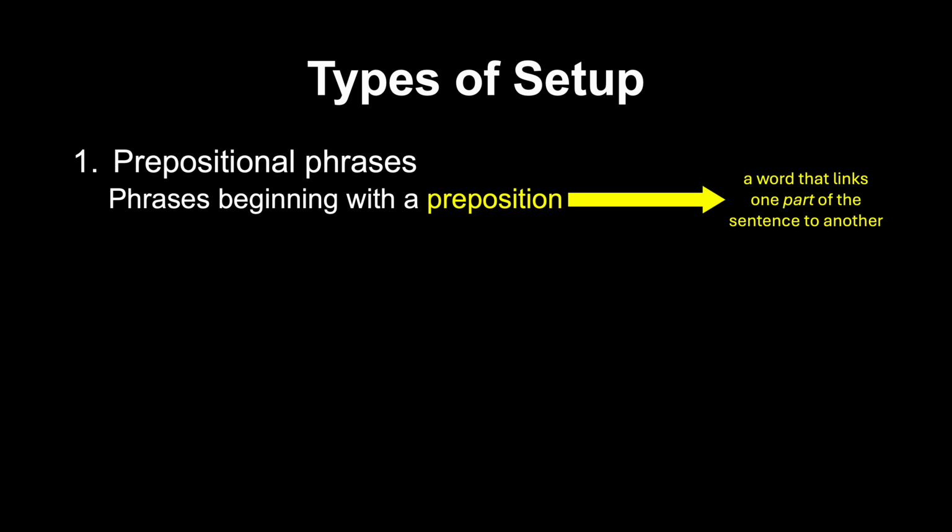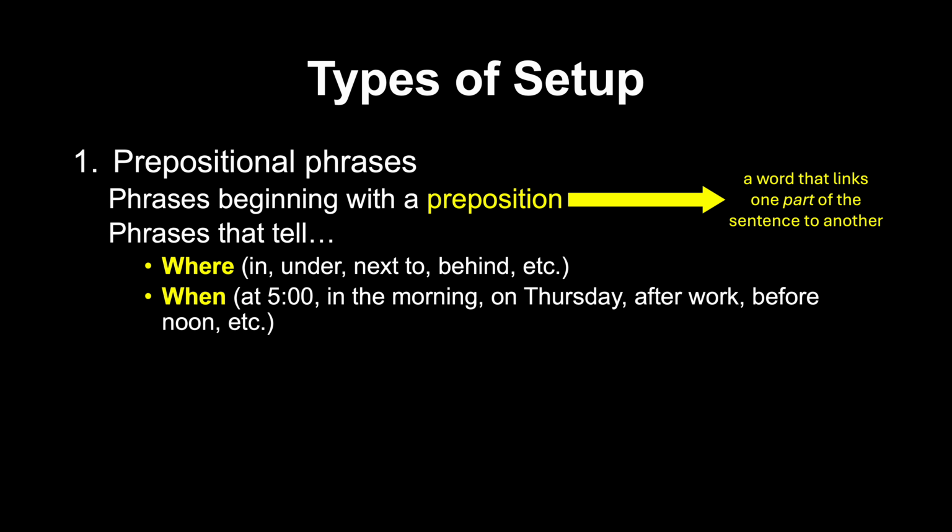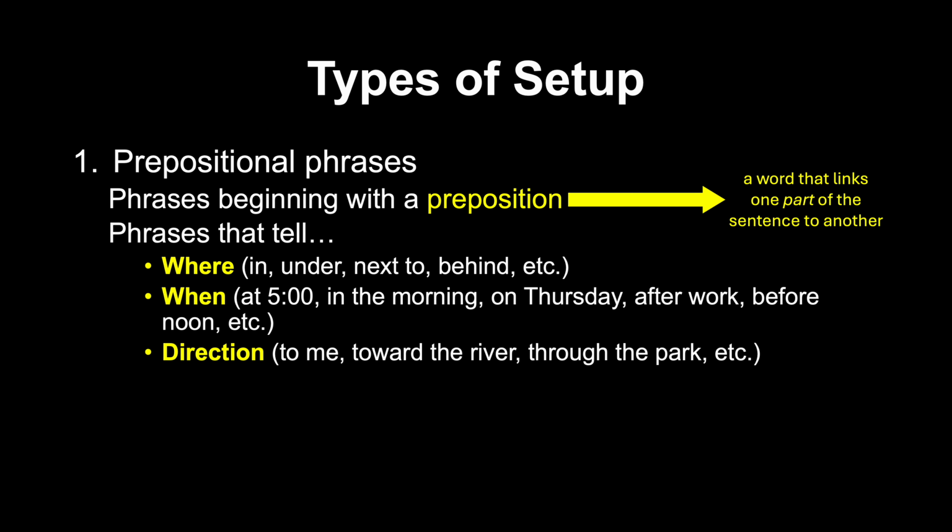We'll look at that in just a minute, some examples, but prepositional phrases are phrases that tell us where something happens. So in, under, next to, behind are a few examples. There are many more examples, right? But if it's before we're telling about position, we would say in the closet. In is the preposition, and in the closet is the prepositional phrase, okay? So a phrase that tells you where something happens, when something happens. So here are some phrases: at 5 o'clock, in the morning, on Thursday, after work, before noon, right? These are all prepositional phrases. So at, in, on, after, before, those are all prepositions.